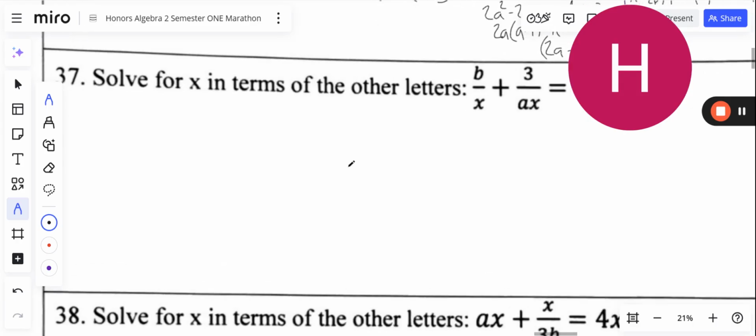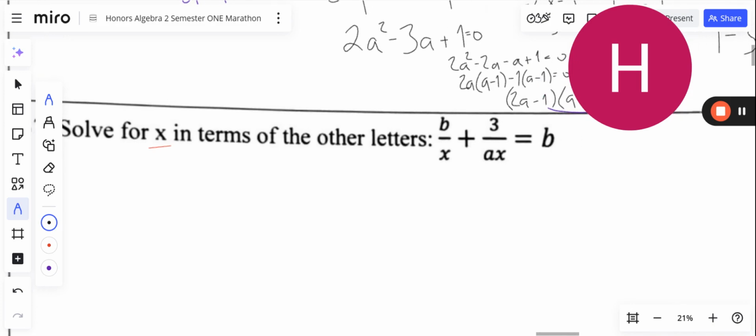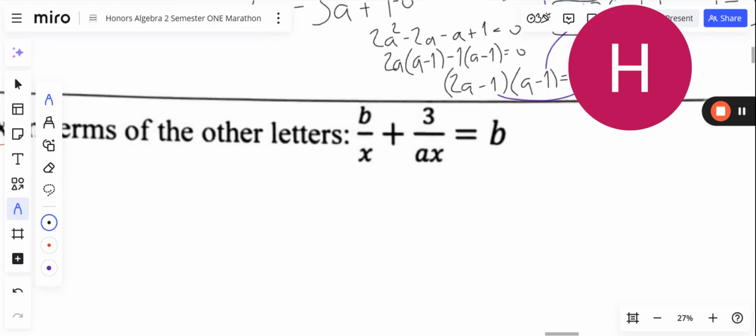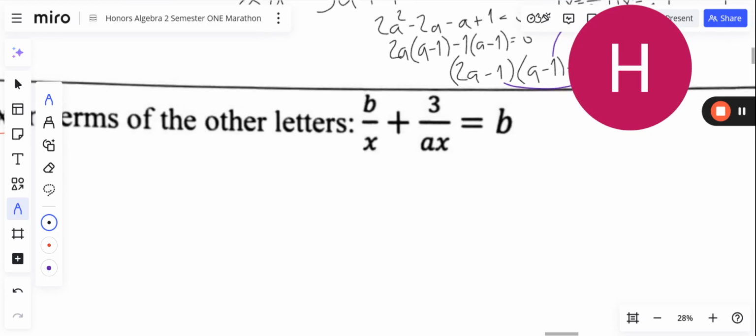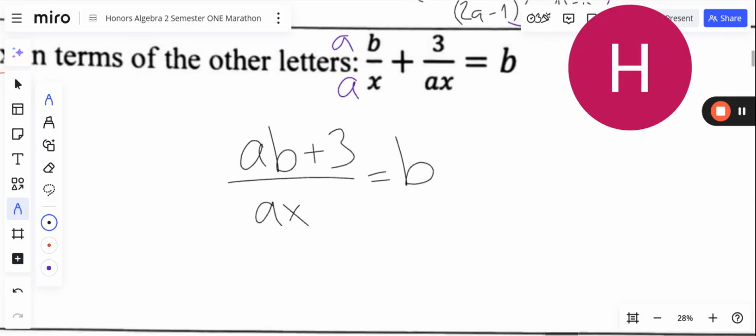Okay, solve for x in terms of the other letters. Look at this. These literal equations are getting more complicated. So we're looking for x here. And this isn't too bad. There are several different methods here. If you want to get the same denominator, that's a great method. Multiply by a on top and bottom of this fraction. So now we have ab plus 3 over ax equals b.